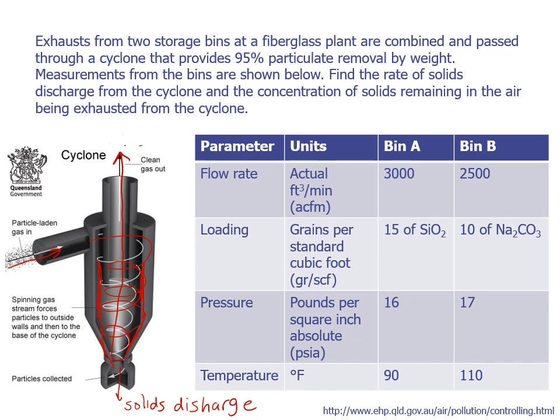The exhaust of the bins is at different pressures. Bin A is at 16 pounds per square inch absolute. Bin B is at 17 psia. For comparison, atmospheric pressure is 14.7 psi, so it's slightly above atmospheric pressure. The temperature of the bins is 90 degrees for bin A and 110 degrees for bin B.